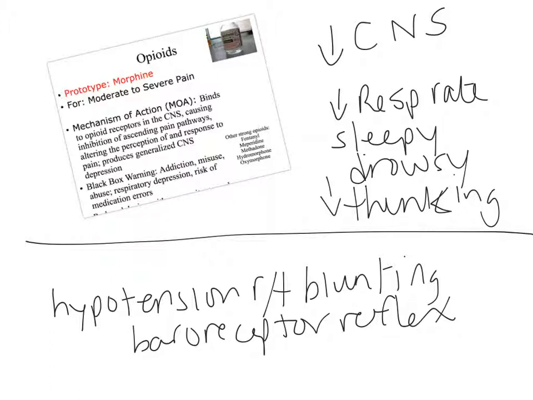What's the worst thing that can happen if your respiratory rate goes down? Okay. What's the next worst thing? So respiratory depression. So what's the definition of respiratory depression? Yeah. Less than 12 breaths per minute. If your patient has less than 12 breaths per minute, it's an emergency.